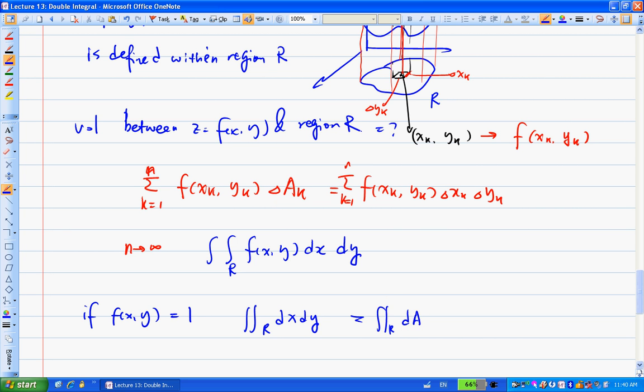So you can see now, the integral of d something, doesn't matter what that something is, always gives you what? The something. So in this case that gives you this A here, the area.